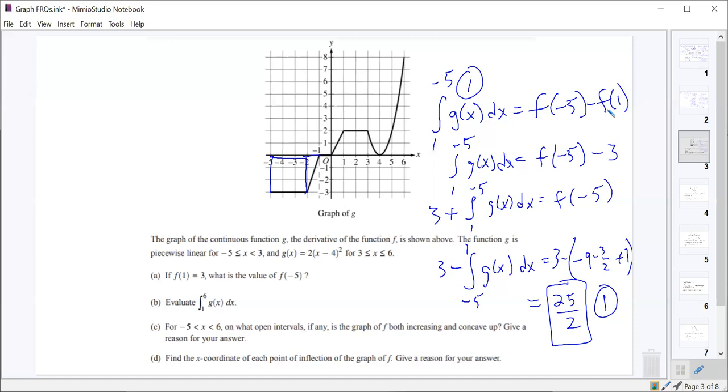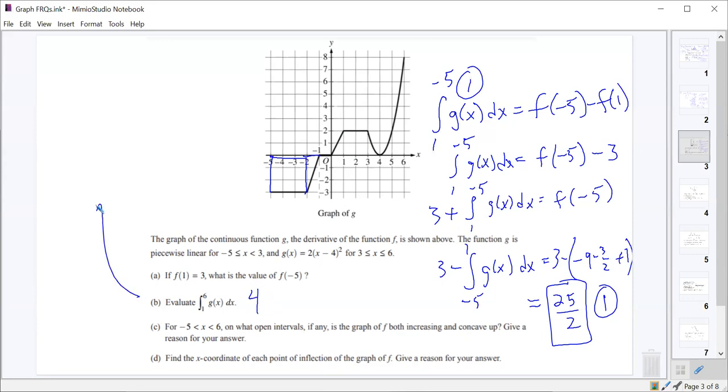All right, part B, let's evaluate the integral from 1 to 6 of g of x. So that's just the area under the curve from 1 to 6. So that should be pretty straightforward. The first part from 1 to 3 is 4.